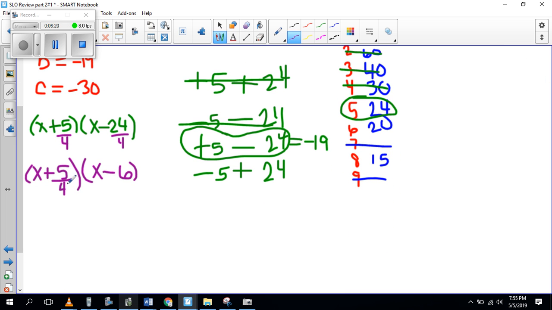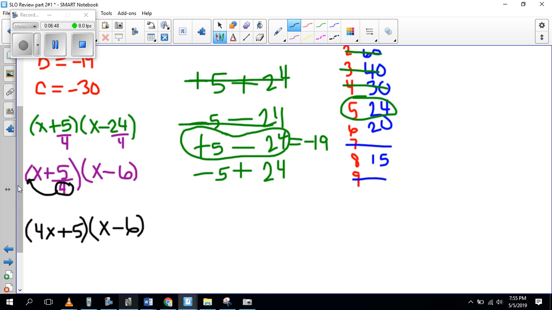So what we've got to do is get rid of this fraction. The only thing that's making it a fraction is its bottom number. So I move this bottom number to the front. It comes in front of the x, so it's 4x plus 5. That's all I did, was move that denominator. And the x minus 6, it doesn't have a fraction, so it's good. So our answer is 4x plus 5, x minus 6.